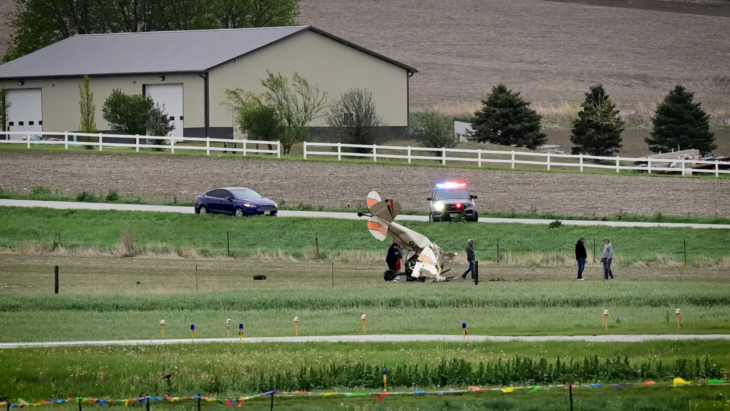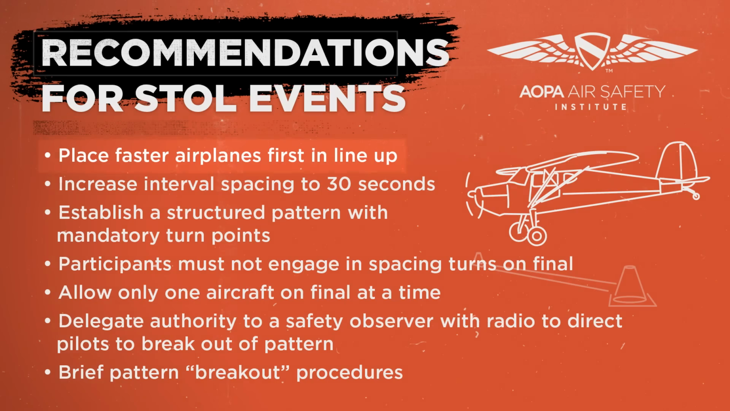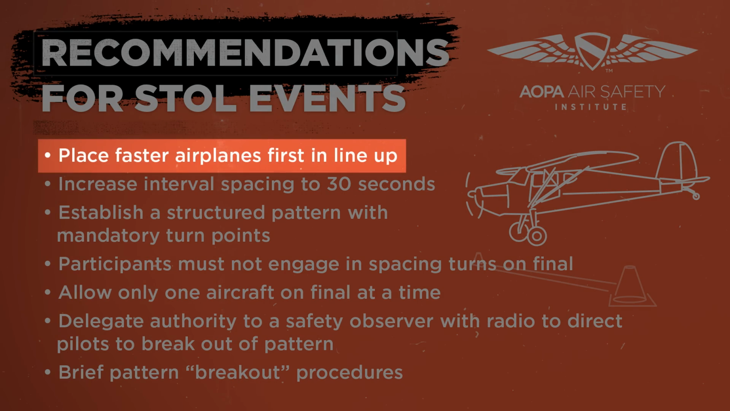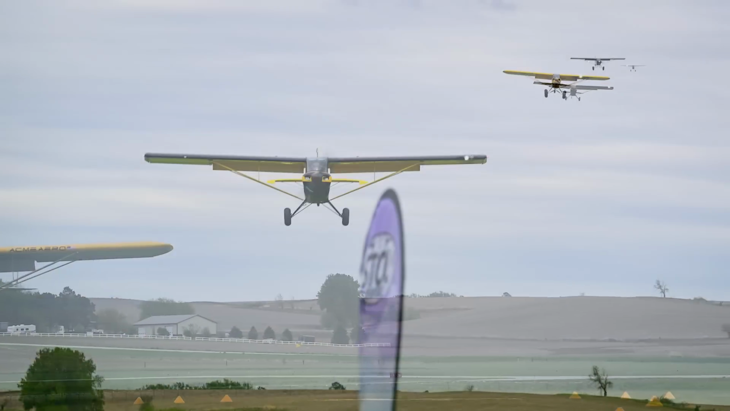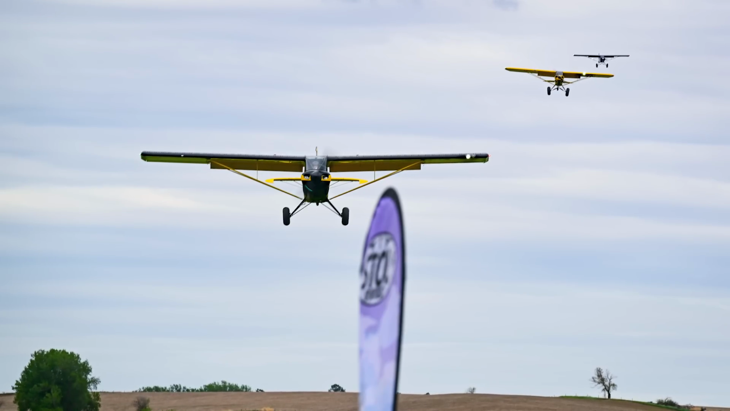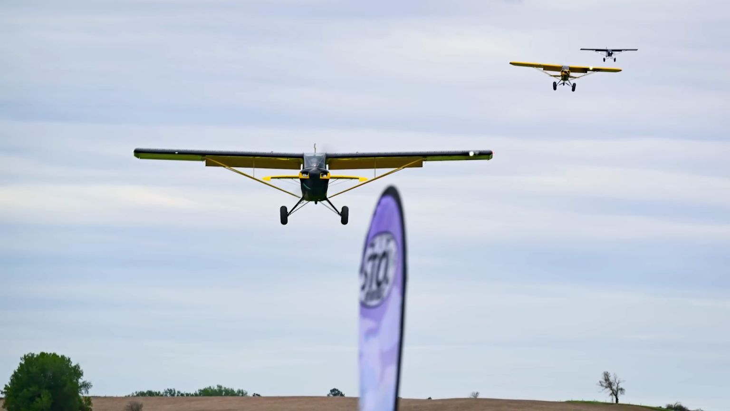Whatever the NTSB determines as the cause of how the pilot lost control of the airplane, there are several factors here which STOL competitors and STOL organizers can consider in follow-on STOL competitions. First, we should look at the lineup of airplanes in the order in which they participate in the STOL demonstration. Faster airplanes should go first, so allow for them to get more spacing from the slower airplanes behind them and not have to worry so much about their speed on final.